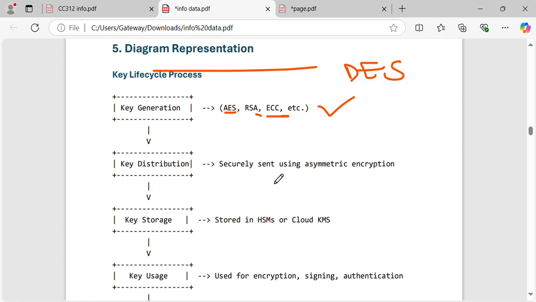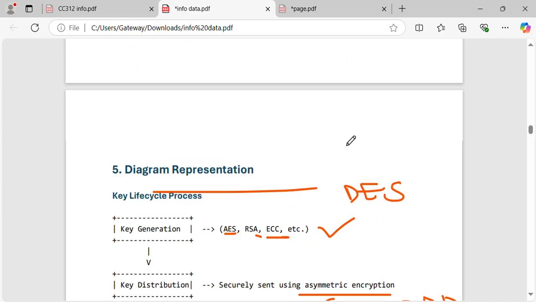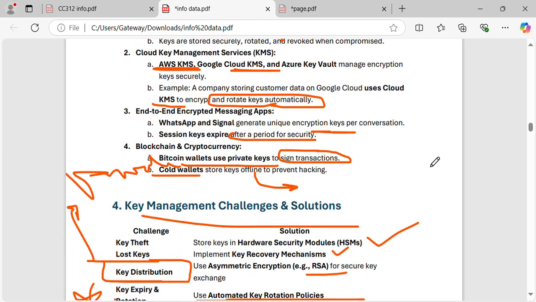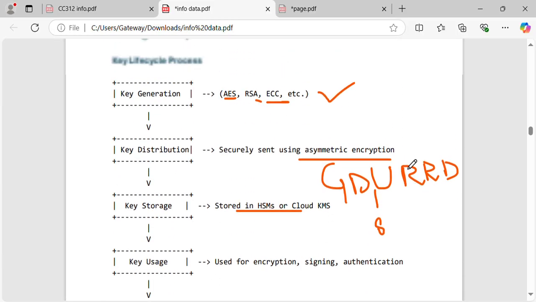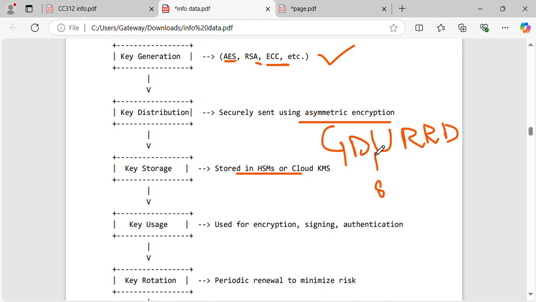Key distribution: keys are sent using asymmetric encryption. Key storage. So we talked about the abbreviation: generation, distribution, storage, usability or usage, rotation, revocation, and destruction.